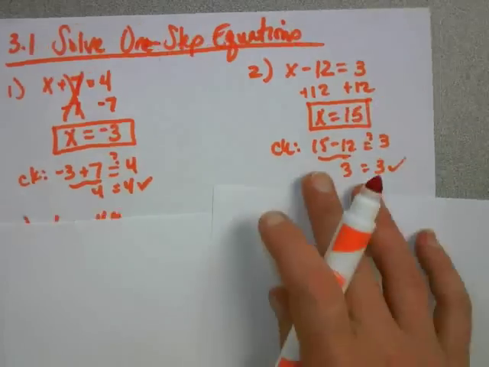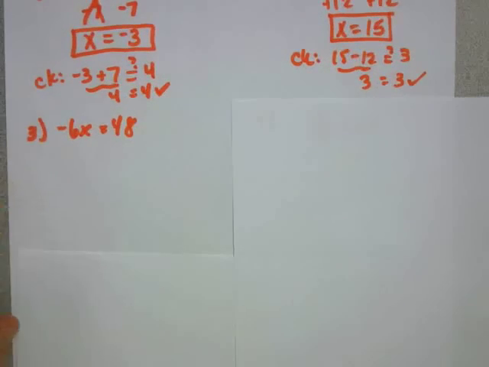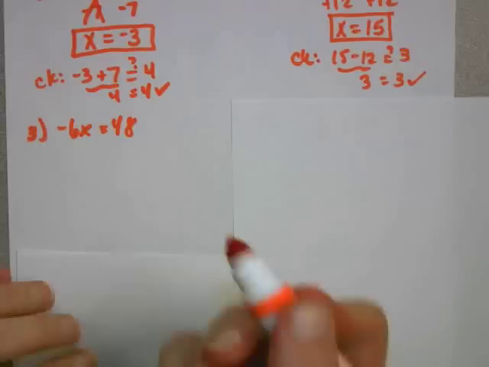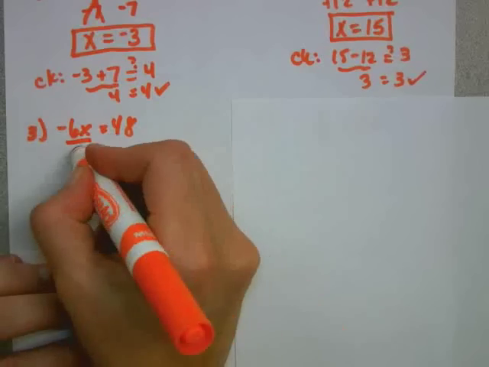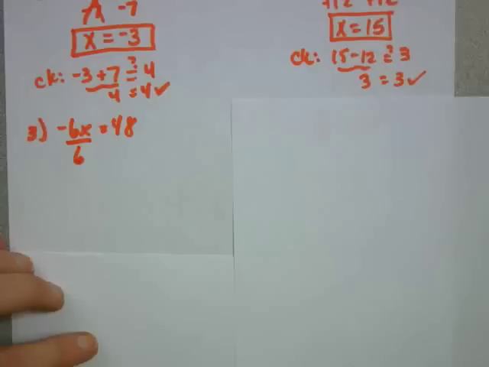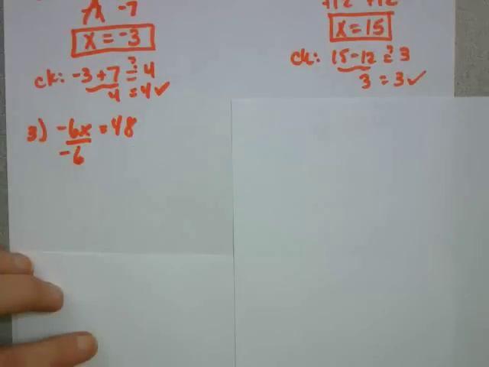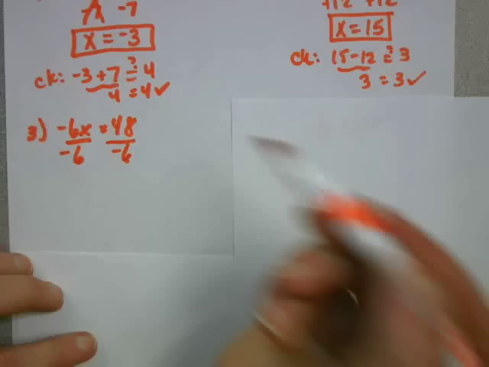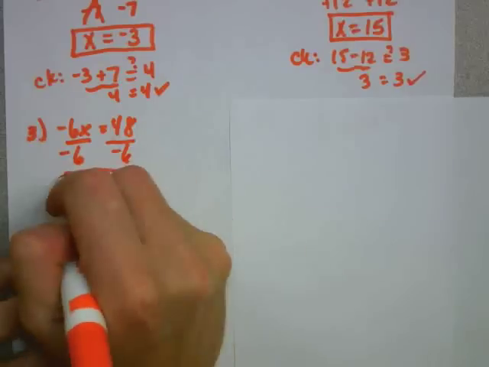The next one is a multiplication problem. So how do we undo multiplication? We divide. All right, so in this problem, we undo multiplication by division. And so we're going to divide. But what are we going to divide by? If we divide by regular old 6, negative 6 divided by positive 6 is a negative 1. And we don't want a negative 1x. We want it to be a positive x. So you have to divide by that exact same number. And whatever I do to one side, I do to the other. So x equals negative 8, because a positive divided by a negative is a negative.